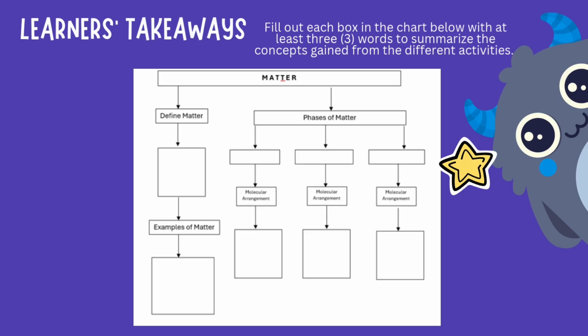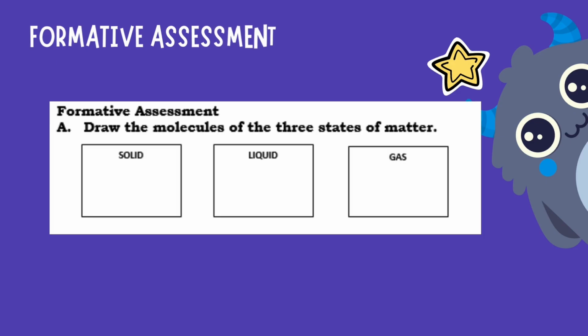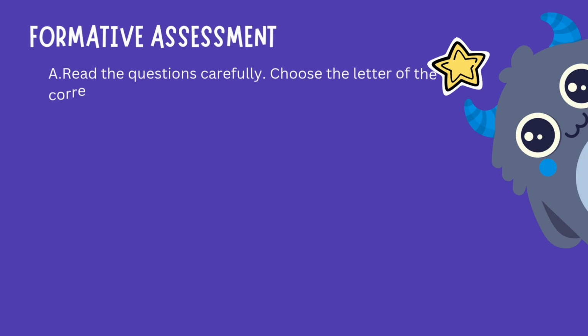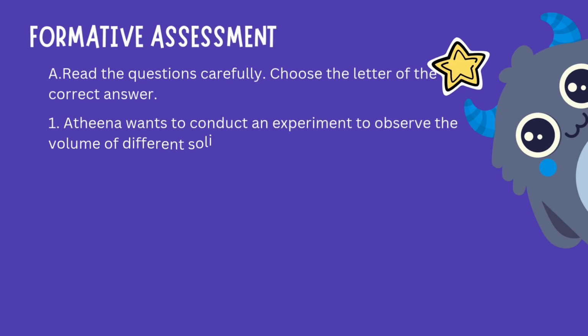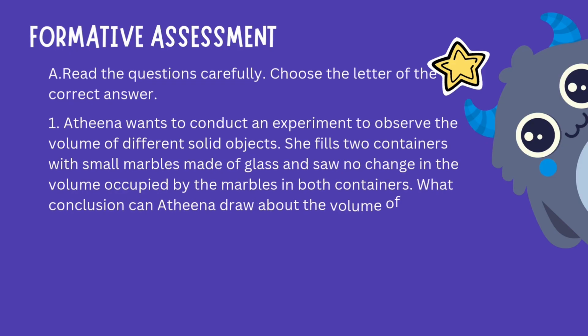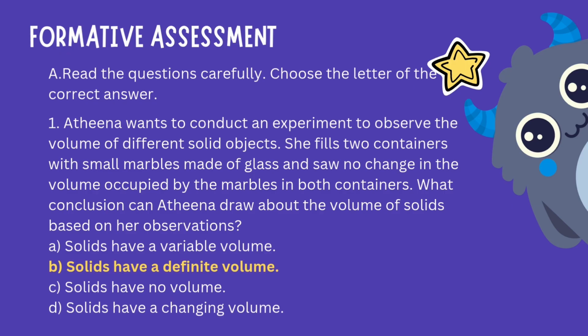Okay, so we're also going to give some examples of matter. Okay, and some examples of the three phases of matter. Okay, so for the formative assessment, draw the molecules of the three states of matter inside those boxes. And lastly, for your formative assessment, we have here, okay, I think it's a 5-item question. So read the questions carefully and choose the letter of the correct answer. Okay, so you can read them silently and answer.